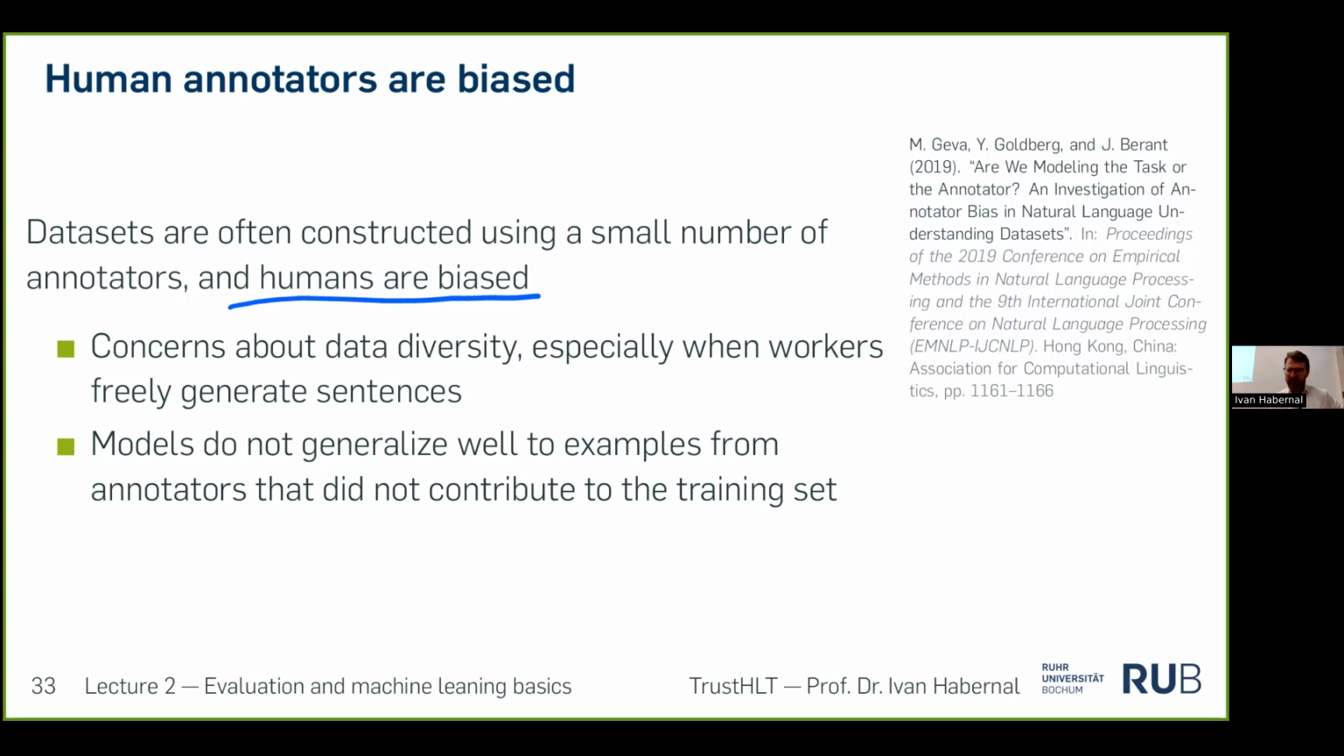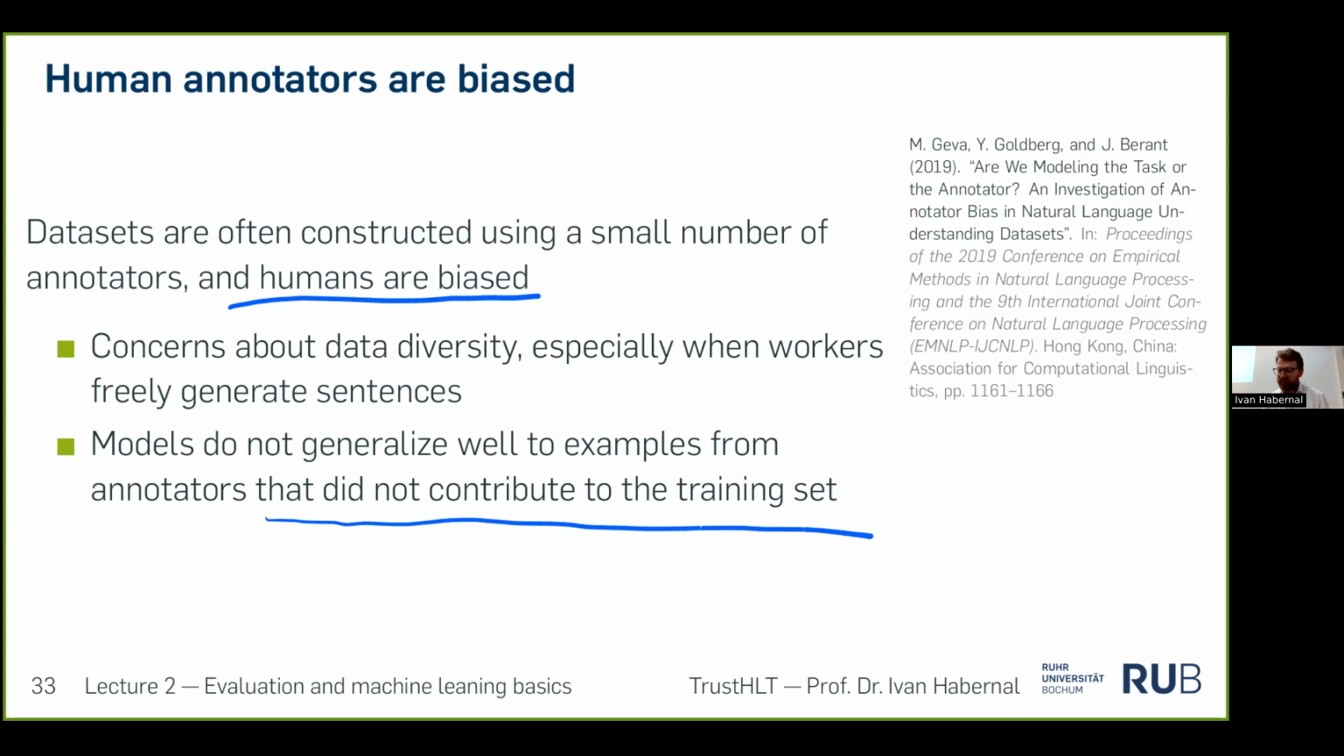And it has been shown by a paper by Geva, Yoav Goldberg, and Jonathan Berant that models do not generalize well to examples from annotators that did not contribute to the training set. Again, there is some distribution shift between the training data and test data, because people have different distributions of underlying assumptions about the world and language.